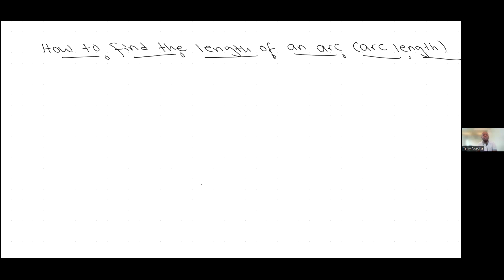We're going to talk about how to find the length of an arc, basically called the arc length. Some textbooks call it the length of an arc, some call it the arc length. You solve it the same way.